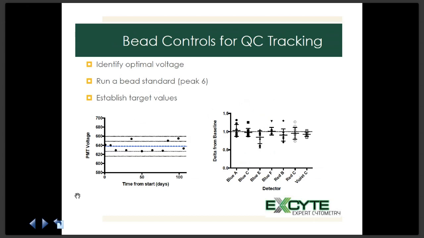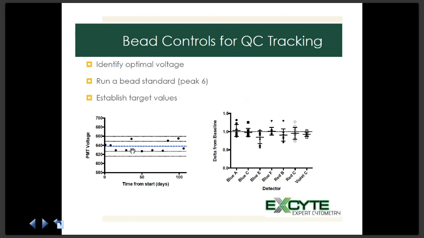Of course, beads are good for quality control tracking. This is the 6th peak of the 8-peak bead set. We run this every time we turn the system on, in this case, and we plot the data for each peak on a table like this.